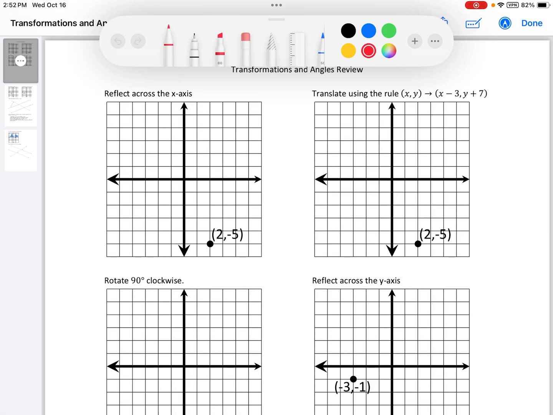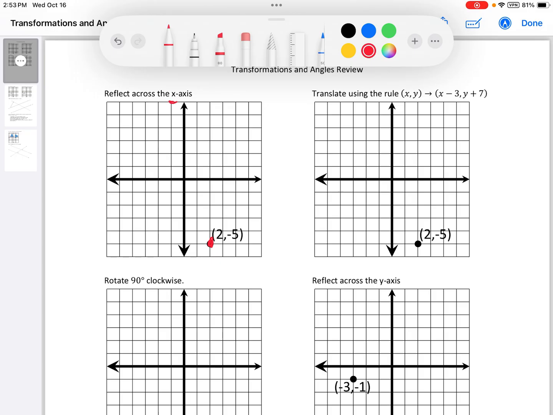Hello. In this video, I am going to explain transformations, and I'm also going to work with some angle pairs. So let's get started. So here is my point. It's 2, -5, 2 to the right, 5 down, from 0, 0.